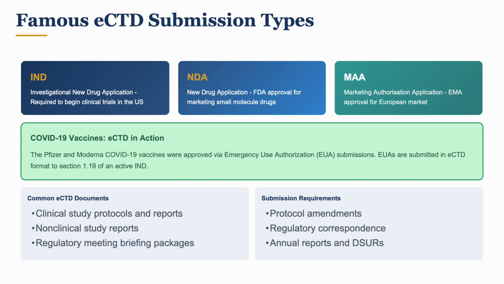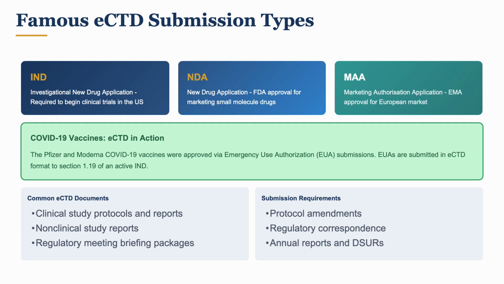Let's discuss some famous eCTD submission types that you'll encounter frequently. The IND or Investigational New Drug application is what allows you to begin clinical trials in the US. You cannot administer an investigational drug to humans without an approved IND.